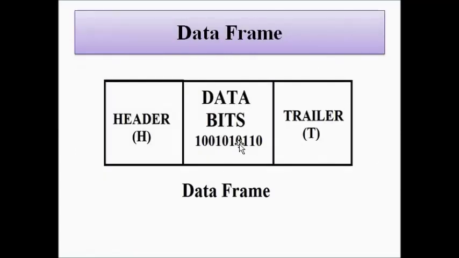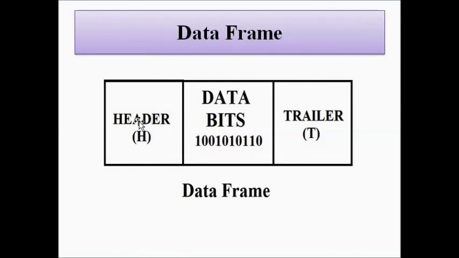So what the data link layer does is that we know that the data which is transmitted is in the form of binary data bits, okay, which is a stream of zeros and ones. So the data link layer converts the data packet into a suitable data frame.